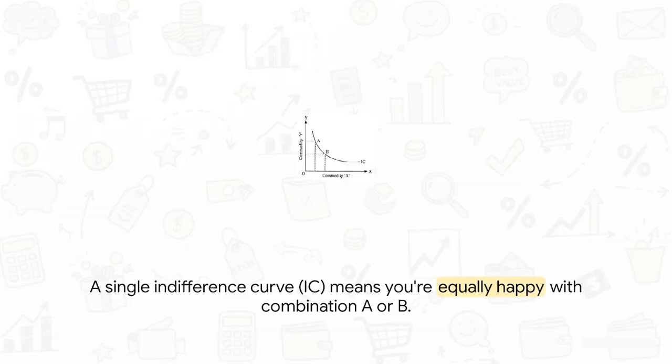So if you look at this image, you've got two options. Combination A gives you a lot of commodity Y and just a little bit of commodity X. Combination B is the other way around. But because they're both on the same curve, your overall satisfaction level is exactly the same. You're literally indifferent between the two.